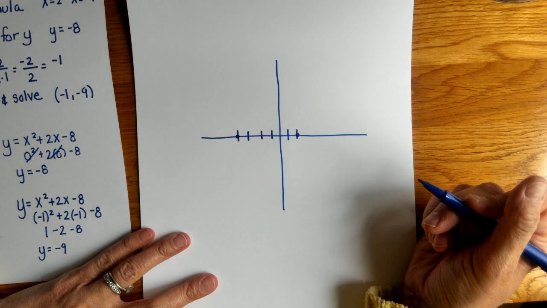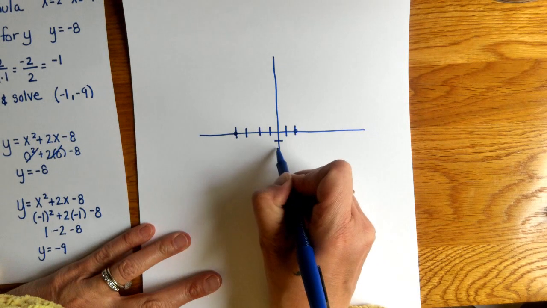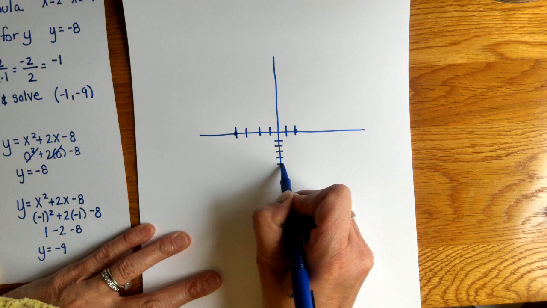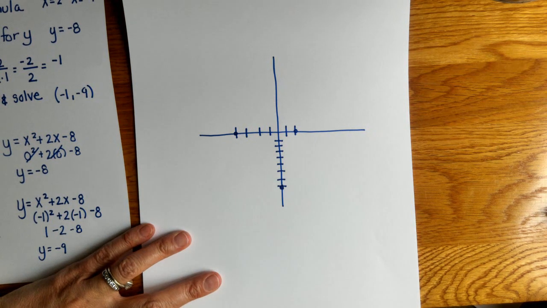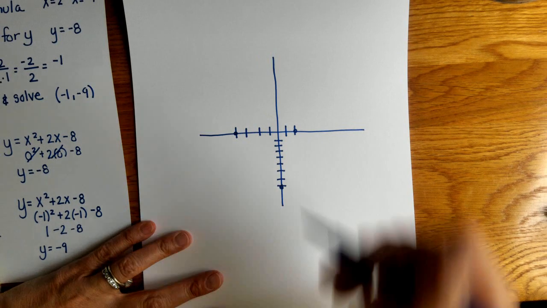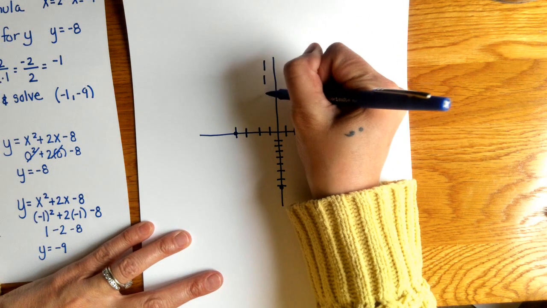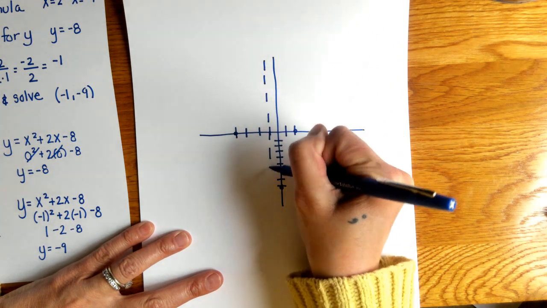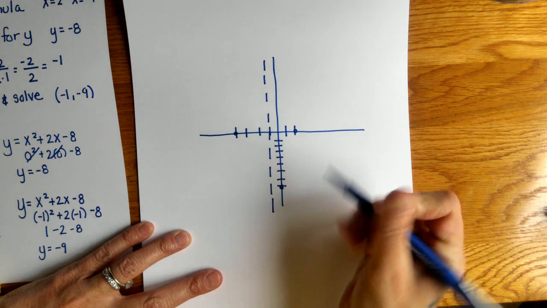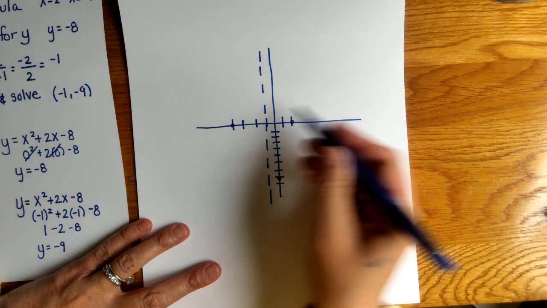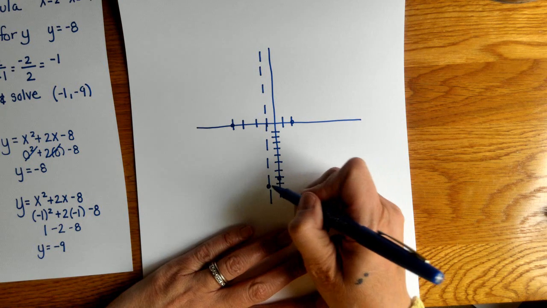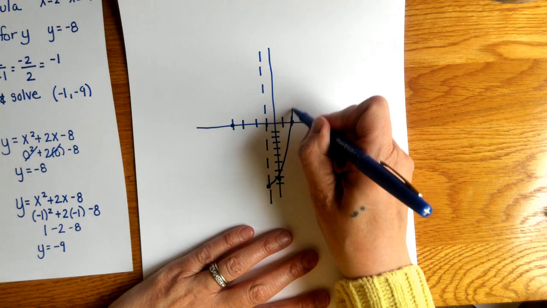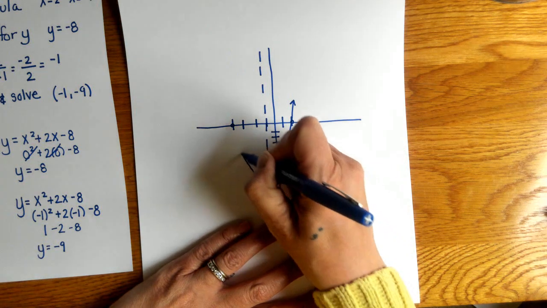Then we found our y-intercept, negative 8. Then we found our line of symmetry, negative 1. And then our vertex is negative 1, negative 9. Your a is positive, so that means it's opening up. All right, looks like we did it.